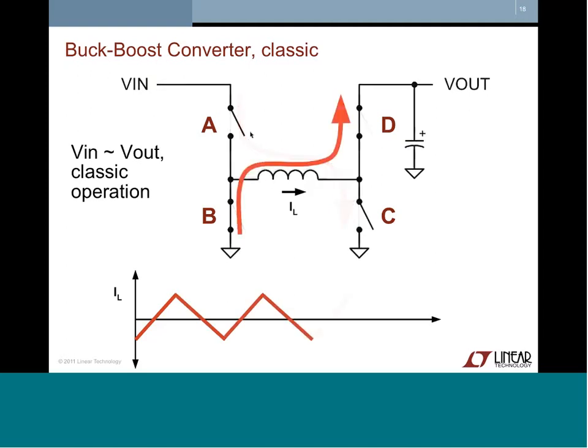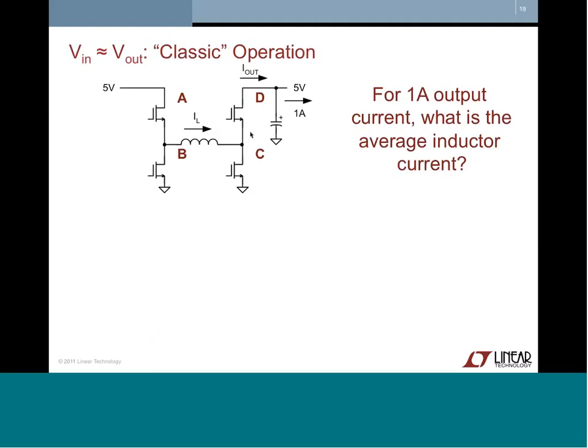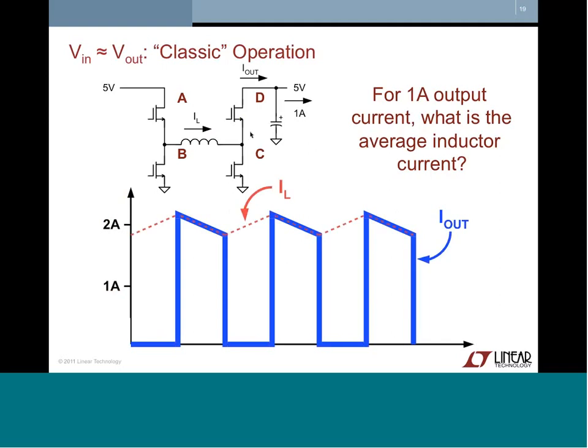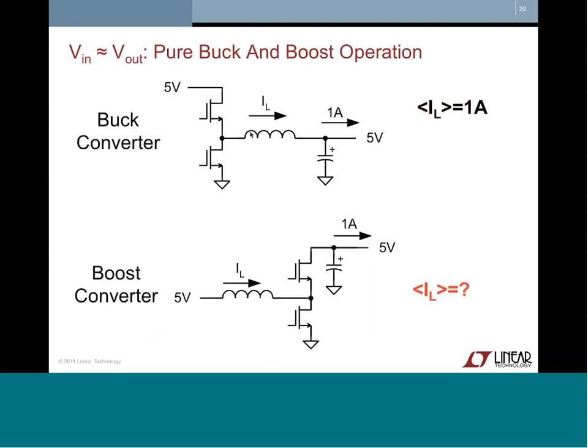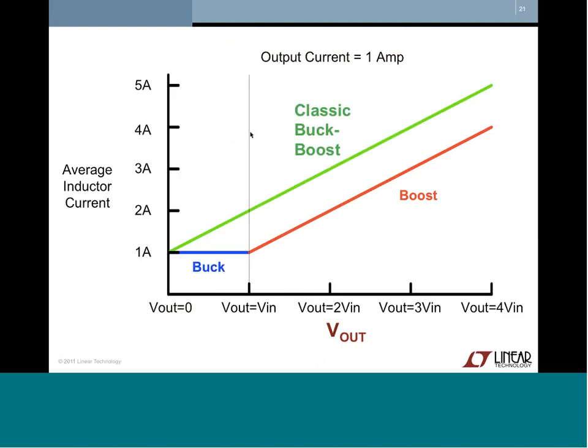So we have this kind of operation, and if we quantify the current, so the number of amps that we can draw from this configuration, one amp on the output, the question is, what is the current of the inductor? In fact, it will be on average around 2 amps. As you see, the buck converter, this is 1 amp, the boost converter, this is also 1 amp. Now, let's see the charts of the classic buck boost configuration. You can see that when the Vout is equal to Vin, we will have approximately 2 amps of current flowing through the inductor.